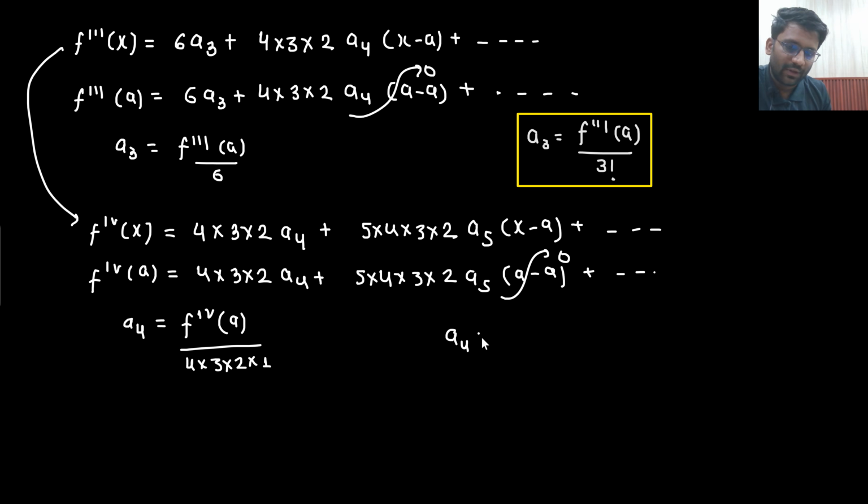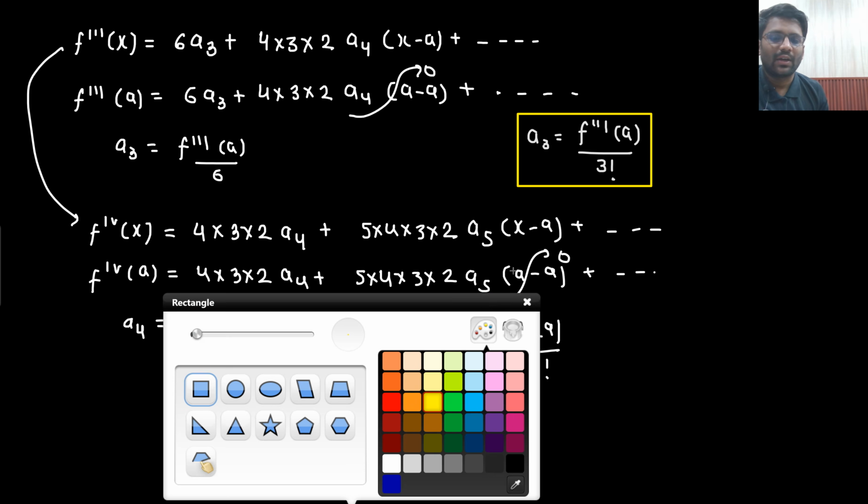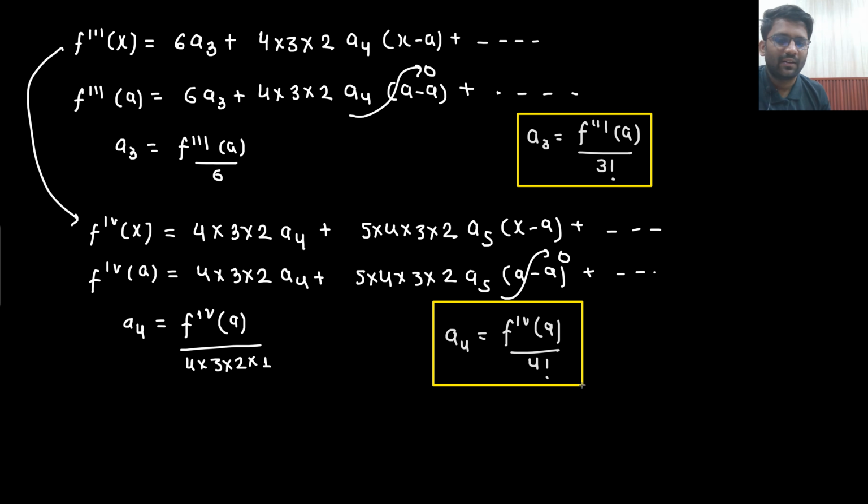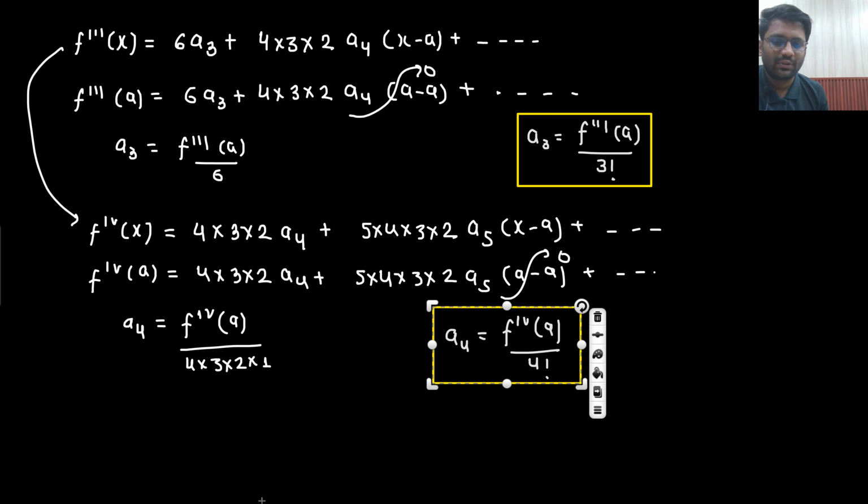So what is the value of a4 you are getting? 4 times differentiation, put x equals to a, divided by 4 factorial. So now have you got something general? Absolutely, sir. What general we have got?